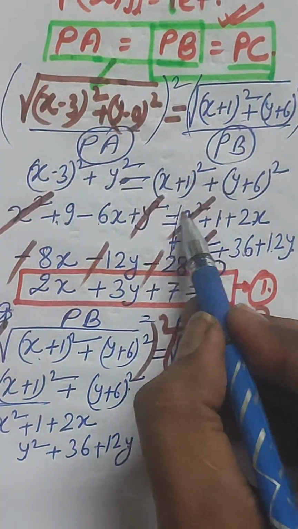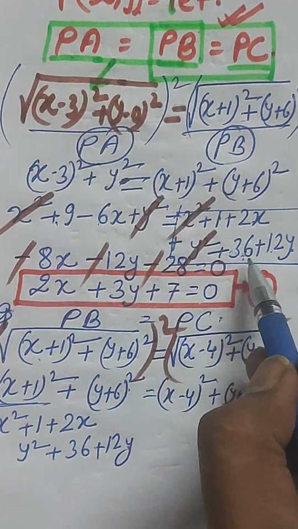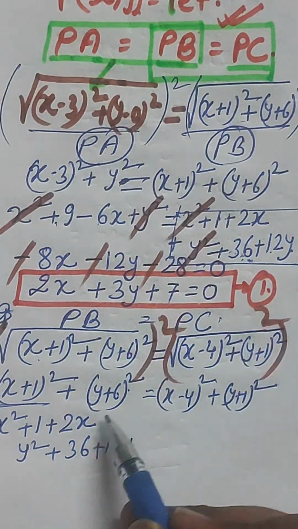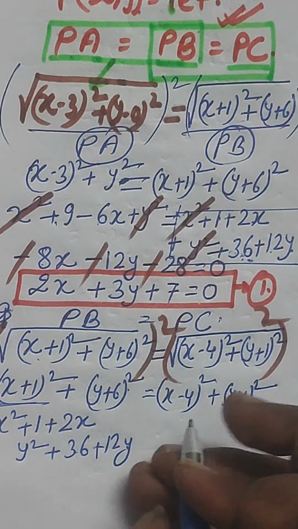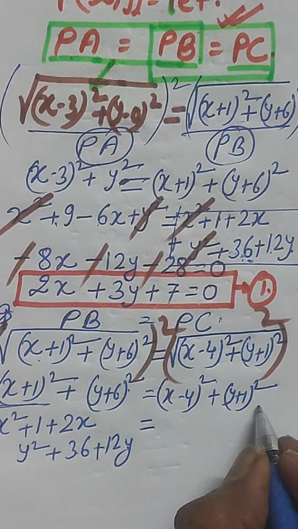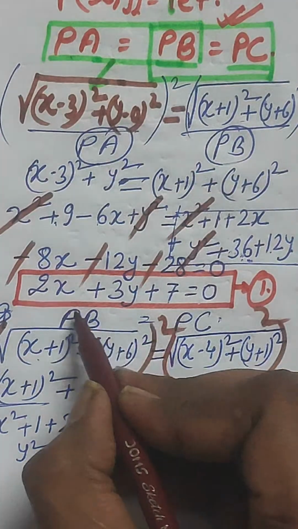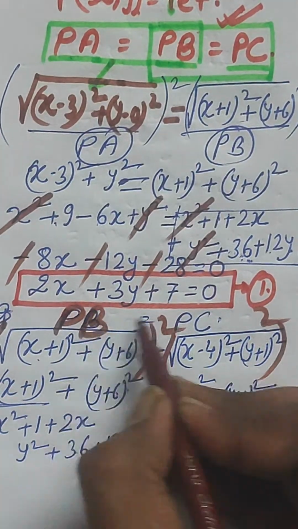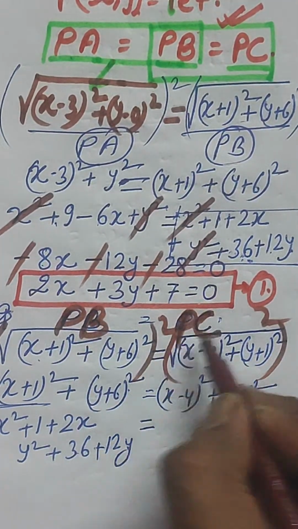You can see we have this same thing, because this length is also PB and we have written PB over here. And that is equal to, just expand the RHS, that is the length of PC. So I'm writing it here, it's PB and here it's PC, right?